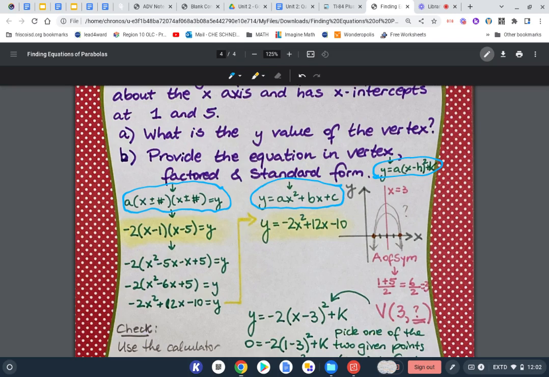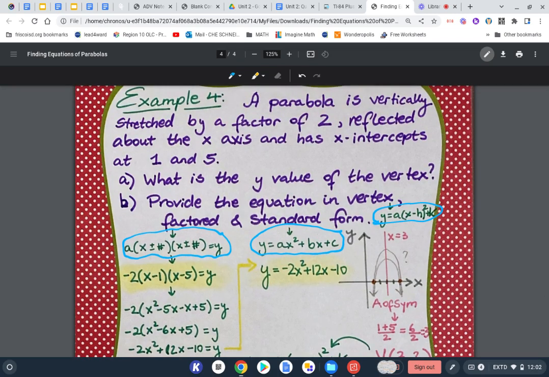Now, they're not telling you what form to start with, notice, so it becomes your decision. So you have to go back to the information. Vertically stretched, what does that mean? It means I have the outside factor of 2. So outside where? Right there outside. Okay, outside. So the factored form seems to be the one to start with, if you ask me.